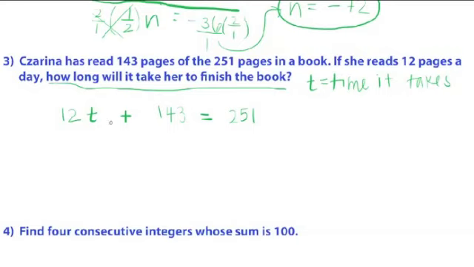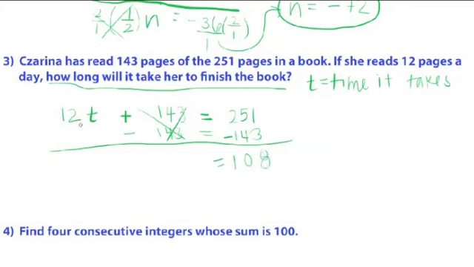Okay, so let's solve for how long it's taken her. So I'm going to minus 143 on both sides. These guys go away. 251 minus 143 is going to give me 108. And then I still have a 12t over here. To get rid of that 12t, I am going to divide both sides by 12.